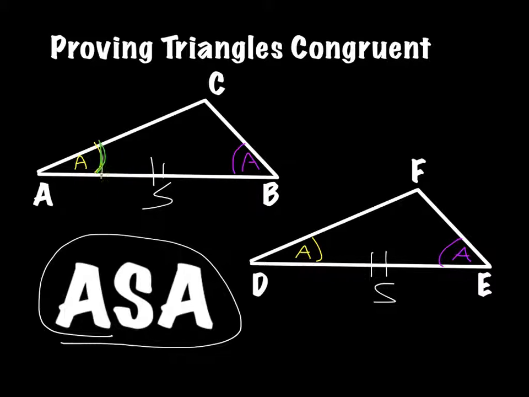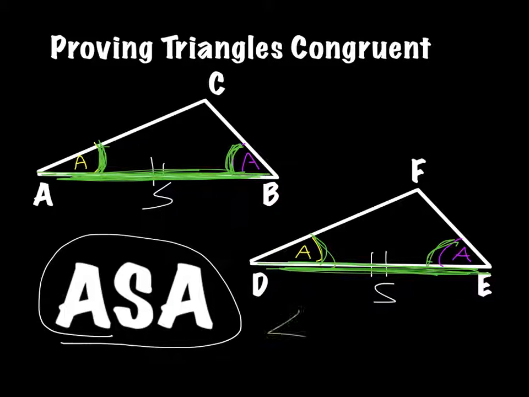The important thing about angle, side, angle is to notice where the side is. The side is in between the two angles. So it sort of makes a sandwich, with the side being the peanut butter and jelly and the two angles being the bread. And that matches up with the other angle, side, angle pattern in the other triangle. So I can say that these two triangles would have to be congruent.